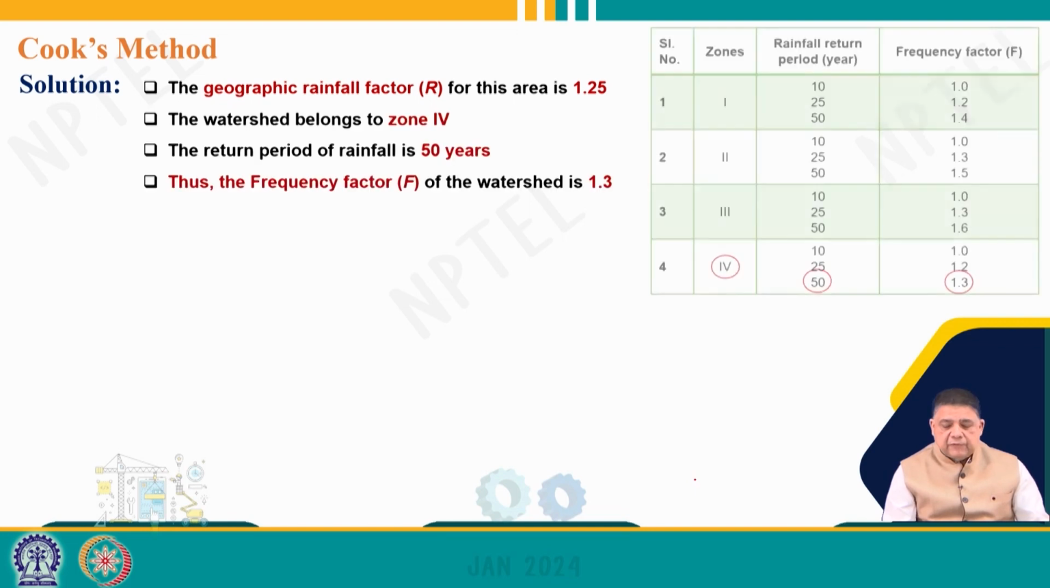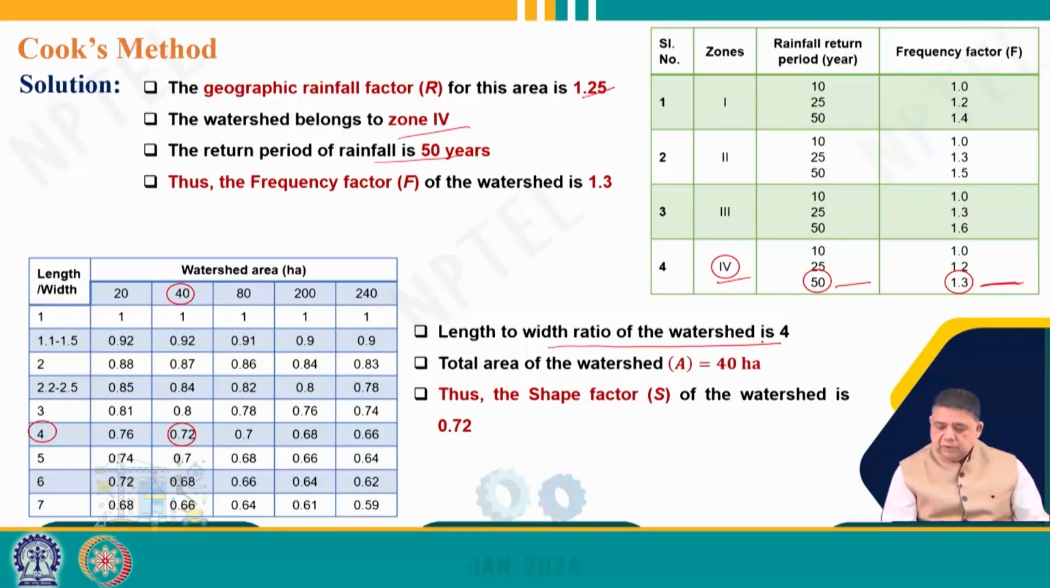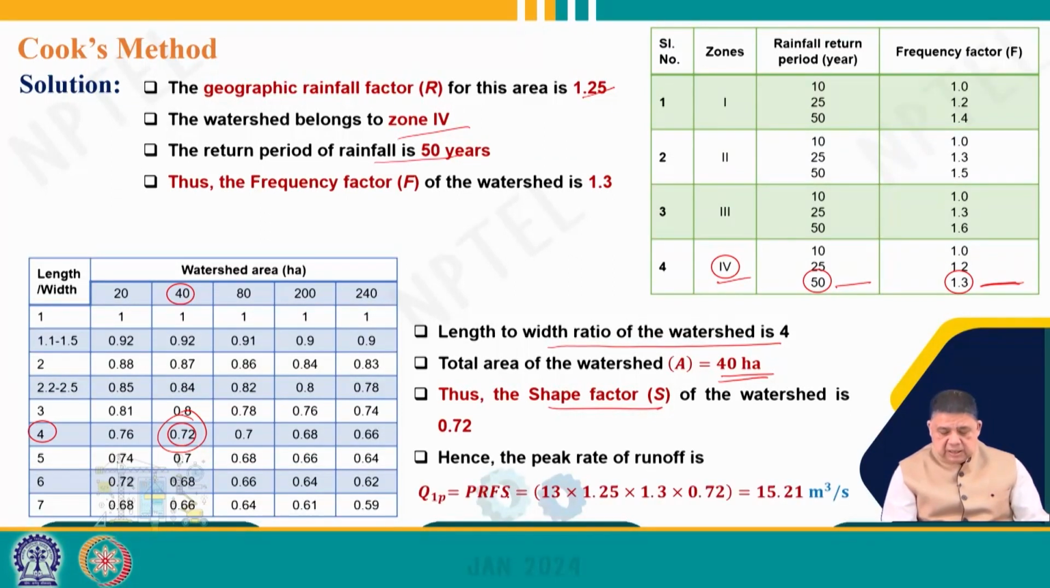Now, the geographical rainfall factor for the area is 1.25, which is already given, and the watershed belongs to zone 4. Return period is 50 years, zone 4, 50 years, the value comes out to be 1.3. Similarly, the length to width ratio of the watershed is given as 4. The total area we already know is 40 hectares. So, for 40 hectares and length to width 4, the value of the shape factor is 0.72. So, now we know that Q1P, under the given condition, P R F S, if you put in the values, comes out to be 15.21 cubic meter per second.